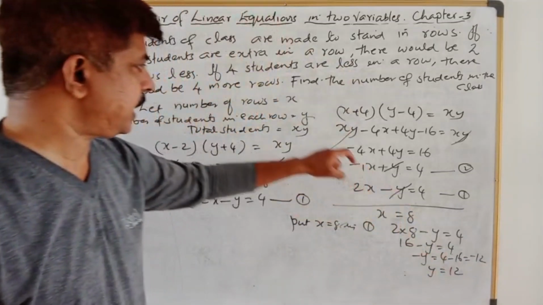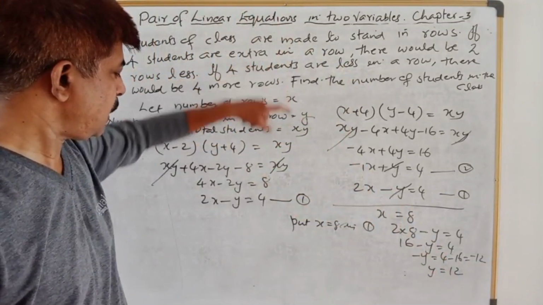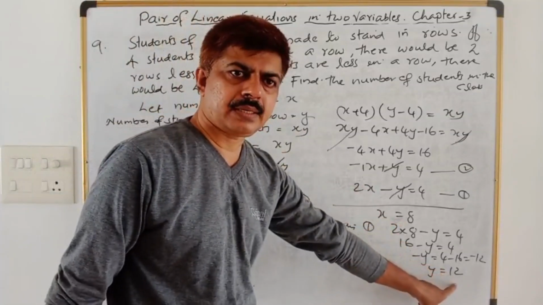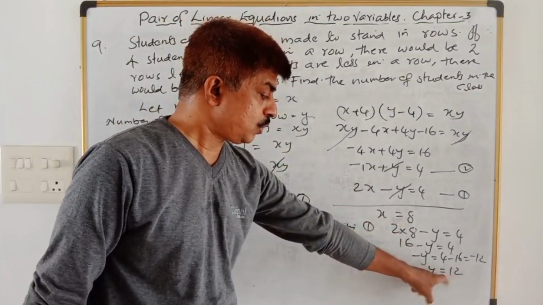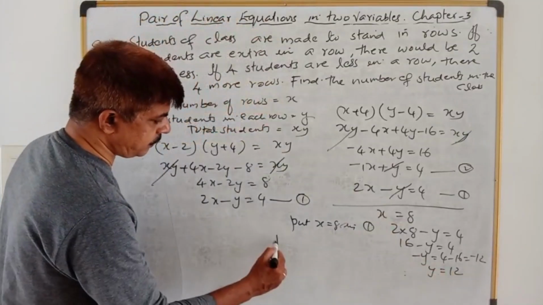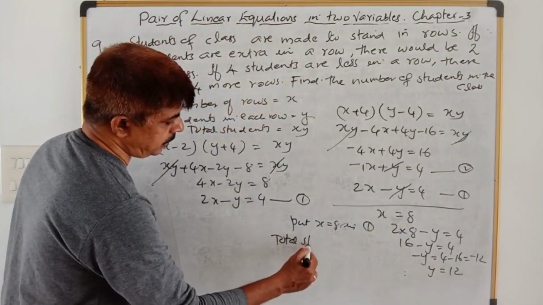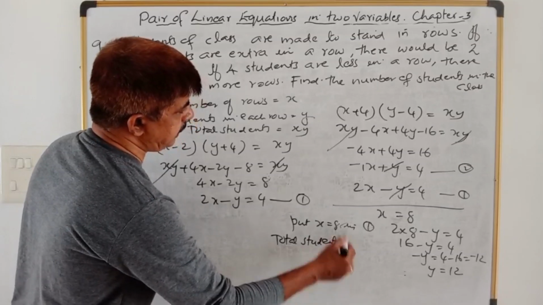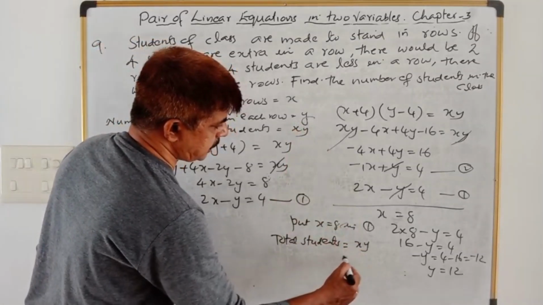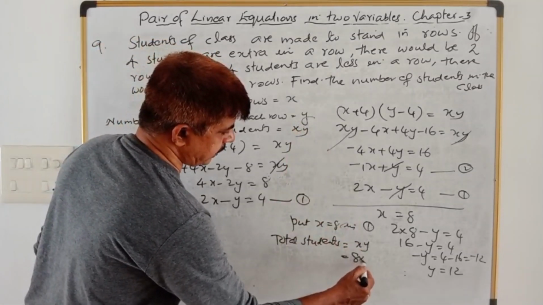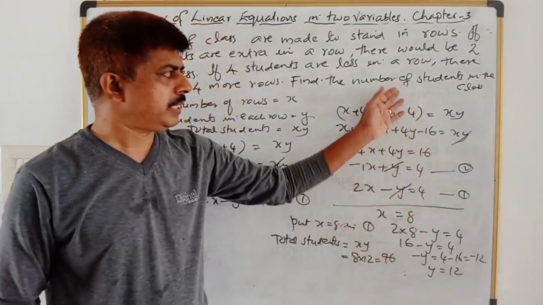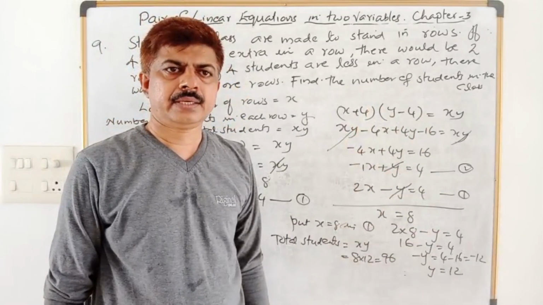So y is 12. We understand that there are 8 rows, and in each row there are 12 students. Then what is the total? We are asked to find the total number of students, which is xy. We should multiply x and y. The product of 8 and 12 is 96. There are 96 students in the class.